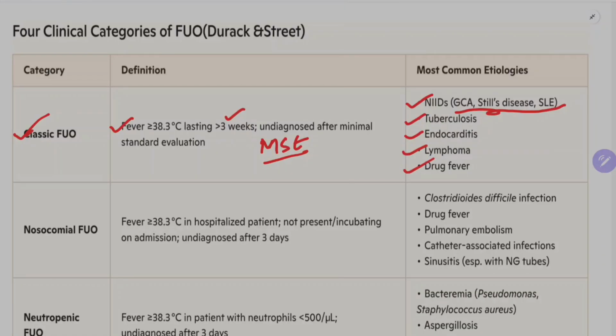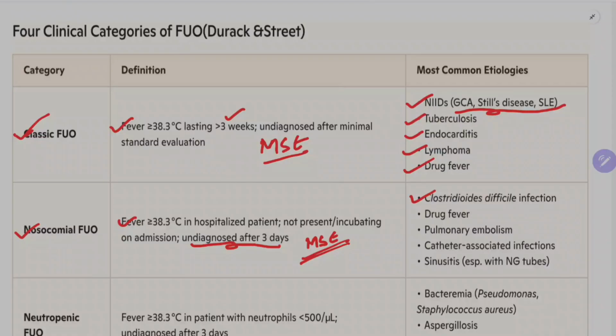Then nosocomial FUO. Fever more than 38.3 degrees in a hospitalized patient, not present or incubating on admission. On admission, it was not there. And remember, this is the important point. The duration is undiagnosed after 3 days after minimum standard evaluation. Okay, 3 days. Here the duration is 3 days. So the commonest cause of infection is Clostridium difficile infection.